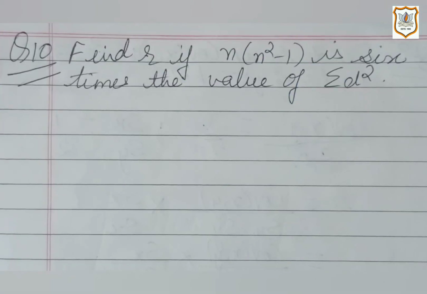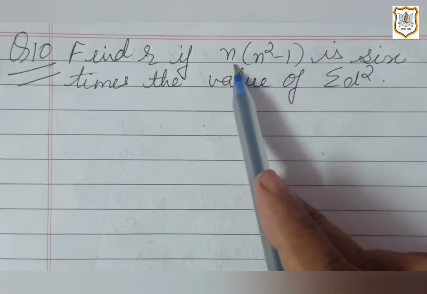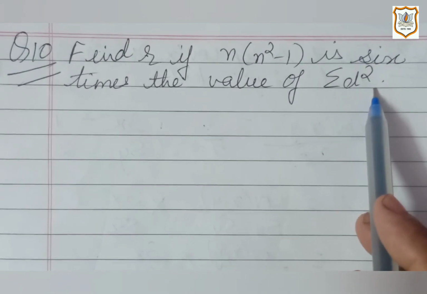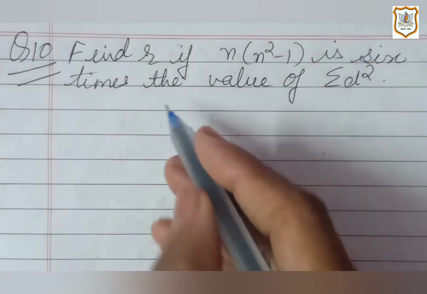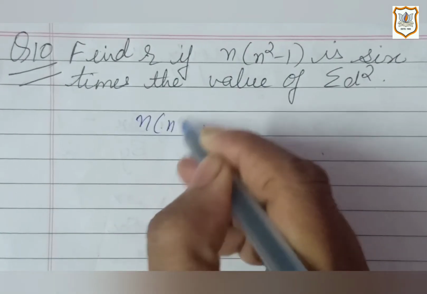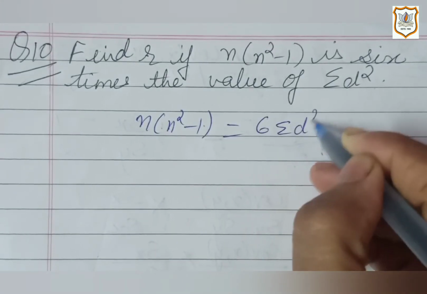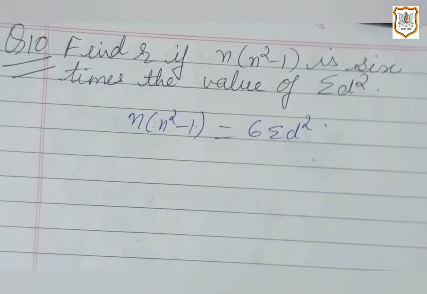Now see question number 10. Here we are supposed to find R if n square minus 1 is 6 times the value of sigma d square. So what is given to us? n square minus 1 is equal to 6 sigma d square. This is given to us.